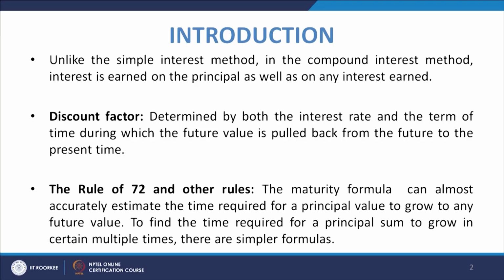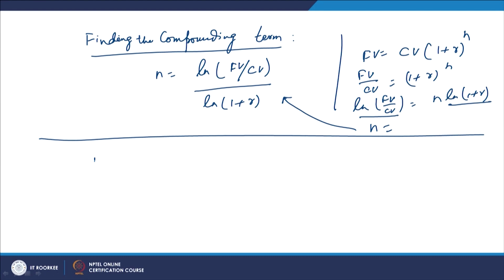For that there are very standard rules. We discussed the discount factor, which is determined by both the interest rate and the term of time during which the future value is pulled back from future value to the present time. Then there are the rule of 72 and other rules. We are going to discuss the formulas which estimate the time required for a principal value to grow by any factor. Many a times we want to know when our investment amount will be doubled or tripled, and for that there are simple formulas, where n is the time during which your investment amount will grow by a factor.